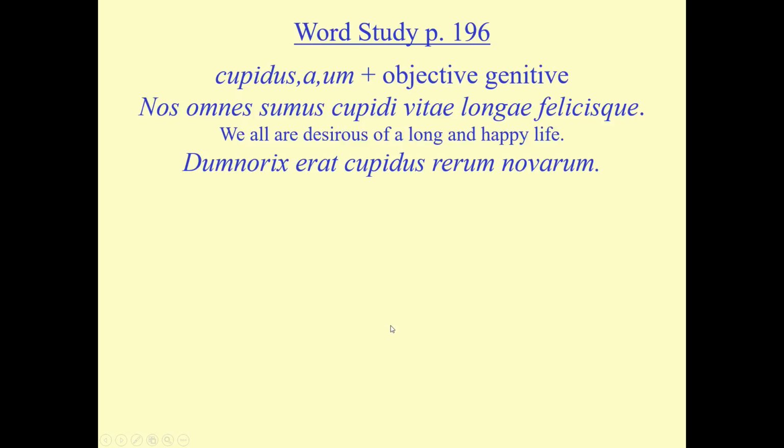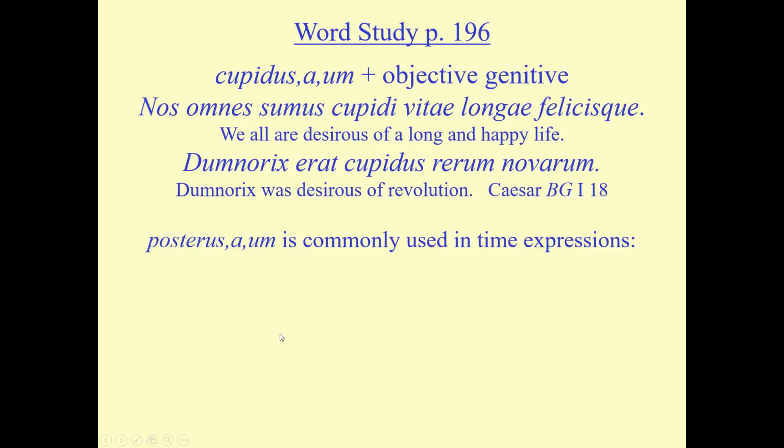Dumnorix erat cupidus rerum novarum. Dumnorix was desirous. Do you guys remember rerum novarum? You learned that idiom a few chapters ago. He was desirous of revolution. So again, the genitive is being taken here with these words. And that's actually a line from Caesar's commentary on the Gallic Wars, which some of you will read in AP Latin someday.